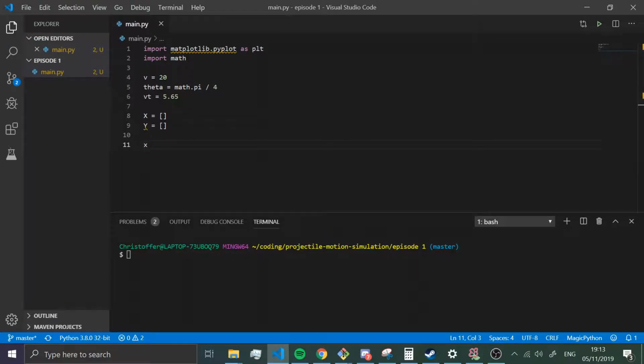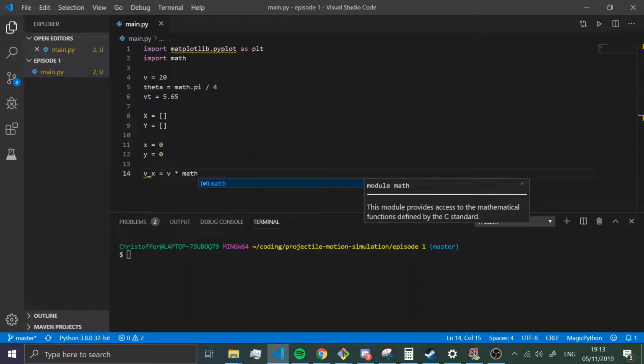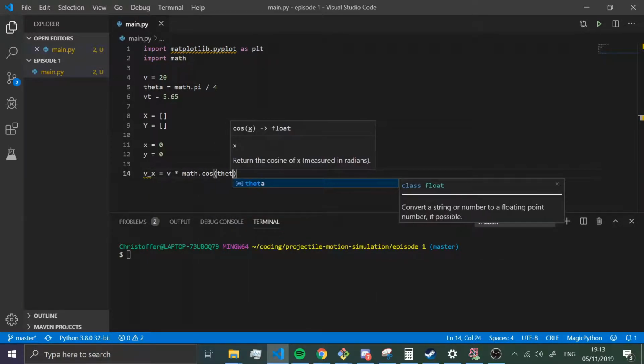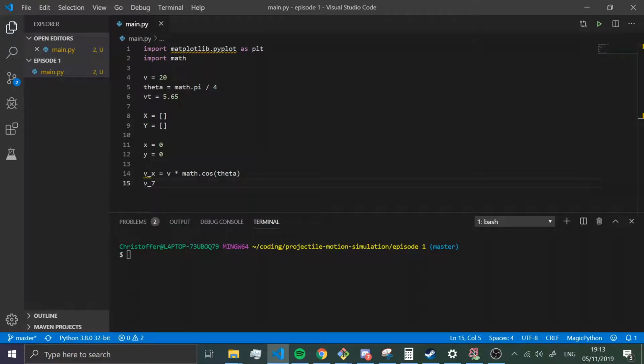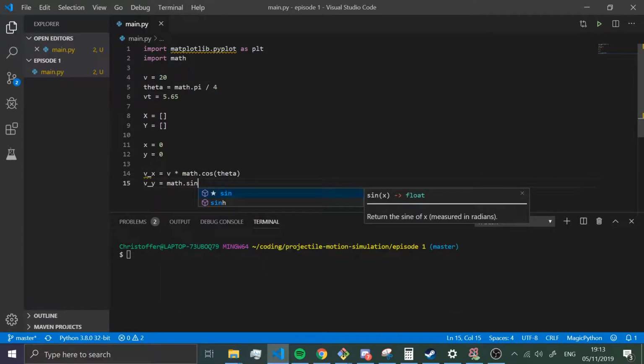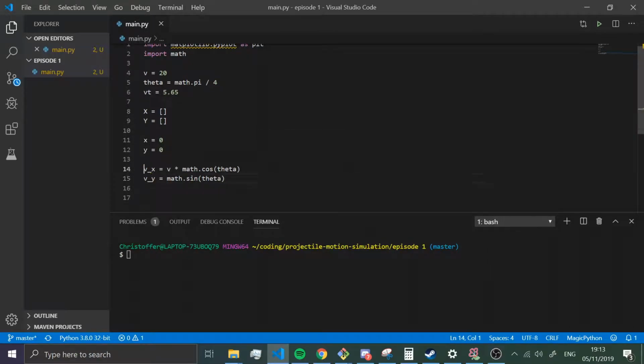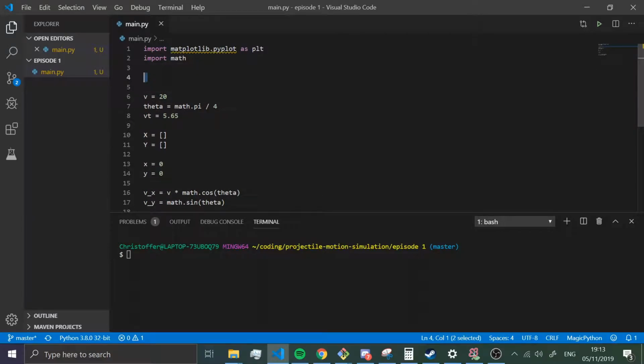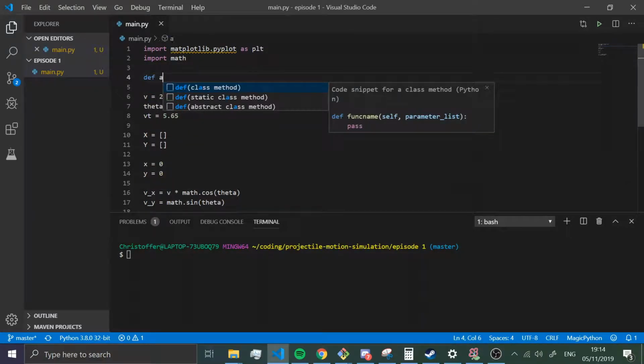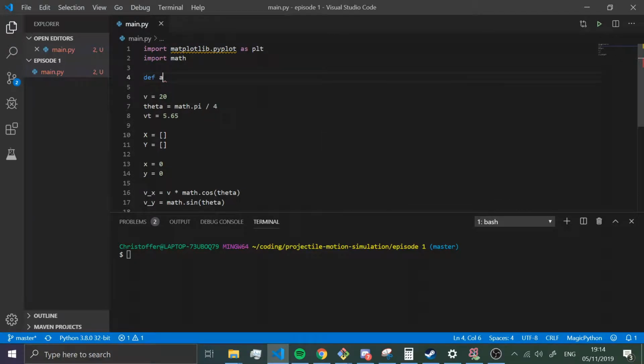Let's make a variable to keep track of the x coordinate, which will start at 0, and one for the y coordinate, 0. Let's make one for keeping track of the horizontal speed. That'll start at v times math.cos theta, and vy will start at v times math.sin theta. We're not going to make variables for the accelerations because we're going to have functions for those. I guess maybe I'll just define them up here. So a_x, start with that. I'll call it an underscore x. Why not?